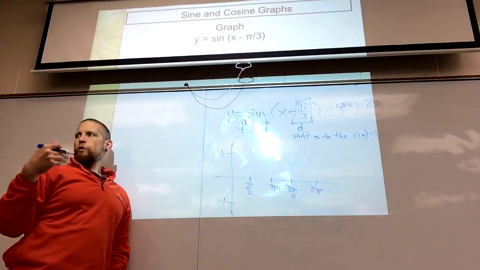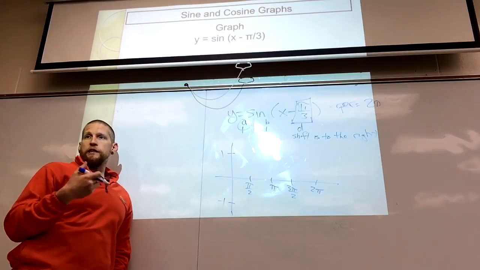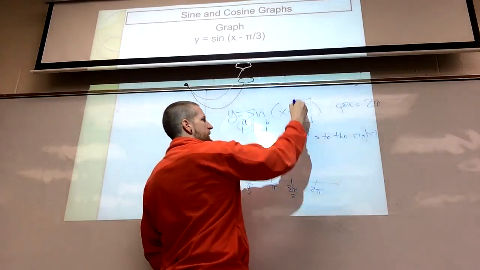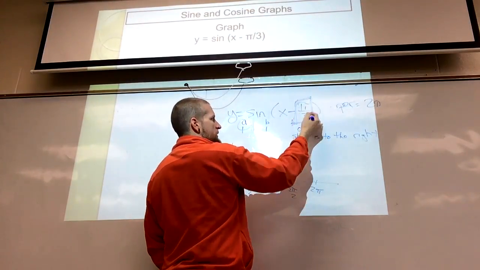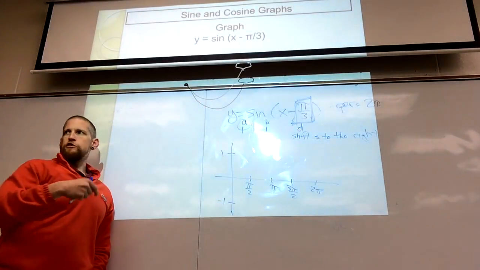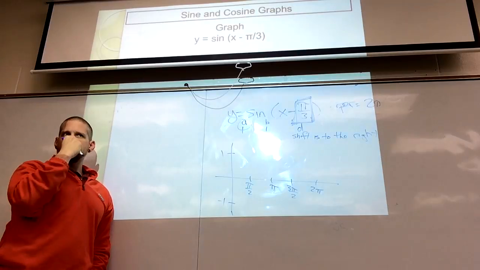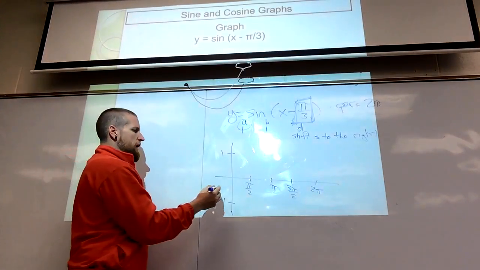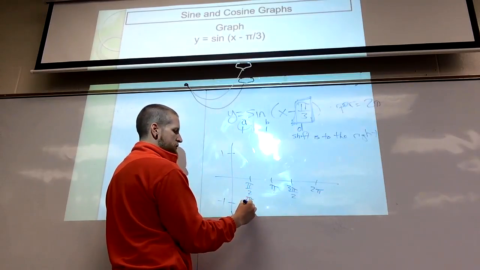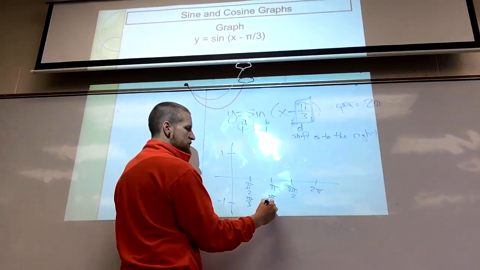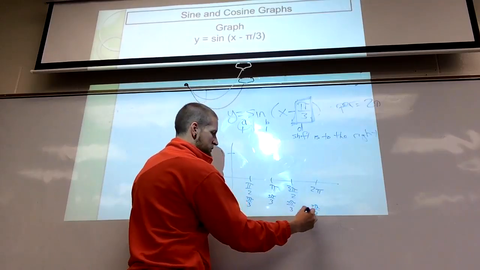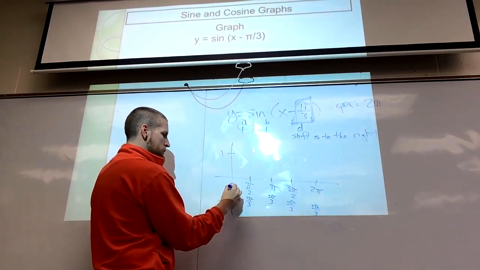Now, if you want to do this without graphing the base graph, y equals sine x, this number right here, the pi over 3, is telling you what to do to the values that you've already written there. So to make this proper, I need to take all these values and add the shift to them. And there's 5 of them. This one is plus pi over 3 too.